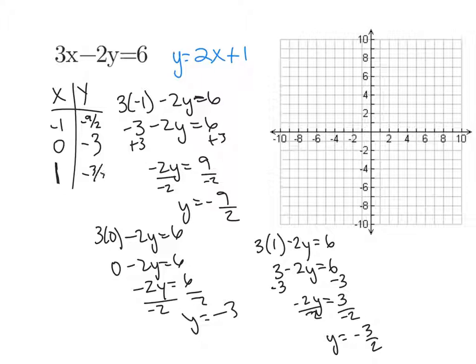Then you can go and plot these points. I'm going to start with my y-intercept where x is equal to 0. So when x is equal to 0, y is equal to -3. When x is equal to -1, y is equal to -9 over 2, which is the same as -4.5, so it's going to be about there. And when x is equal to 1, y is equal to -3 over 2, which is the same as -1.5. Now we can see that we have my 3 dots and they line up in a straight line.